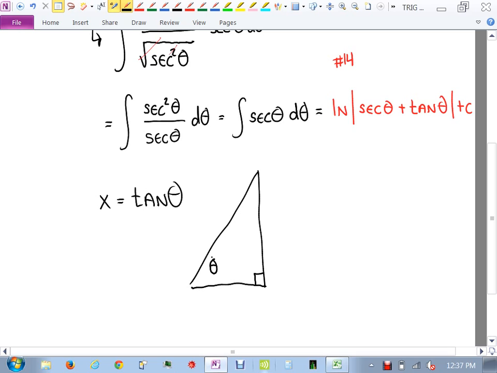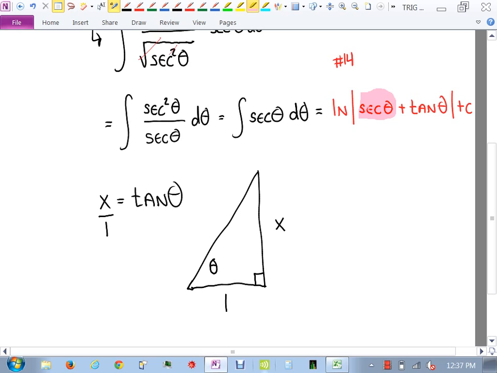Tangent, by definition, is which side over which side? Opposite over adjacent. So x is the same as x over 1, isn't it? So I could write the x opposite of the theta and the 1 is the adjacent, right? Do you all agree that if I write down x is tangent theta, then that triangle represents that relationship? Why do I care about that? Because what do I want? Secant theta. Secant theta is 1 over cosine theta. What's cosine theta? Adjacent over hypotenuse.